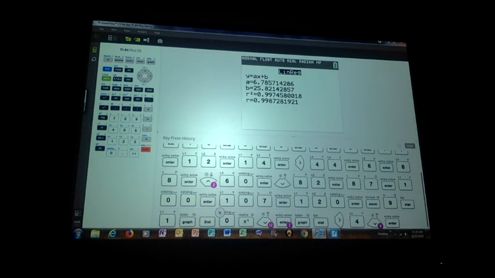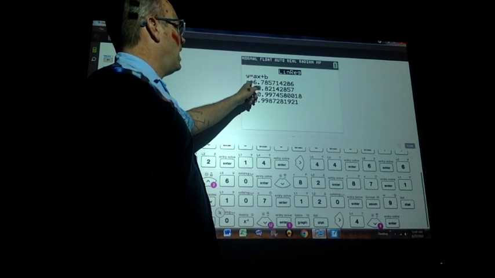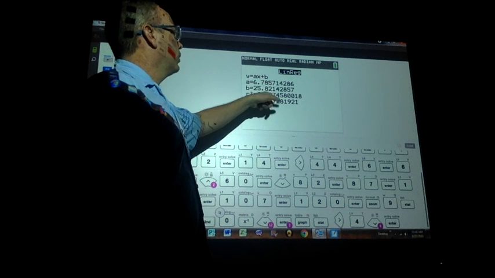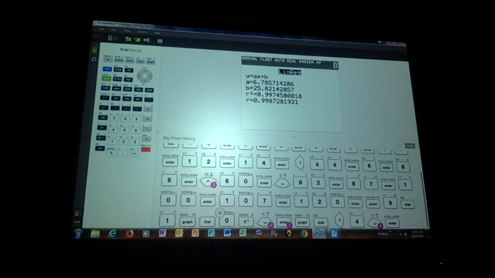Now, I'm going to look a little different than you. You'll have the a and the b. You probably don't have r and r squared. Okay? But I'm going to explain what r and r squared mean. But this means my equation is y equals 6.785x, that's your slope, plus b, which is 25.82. So your calculator does the work for you. It finds the line of best fit.